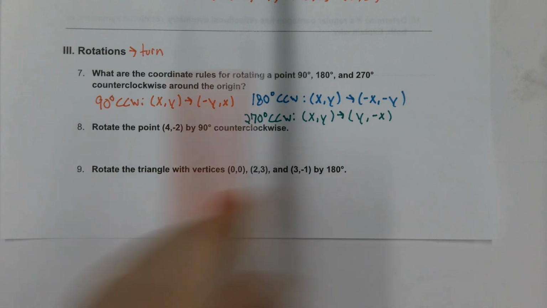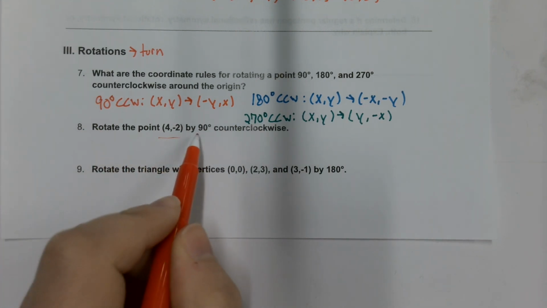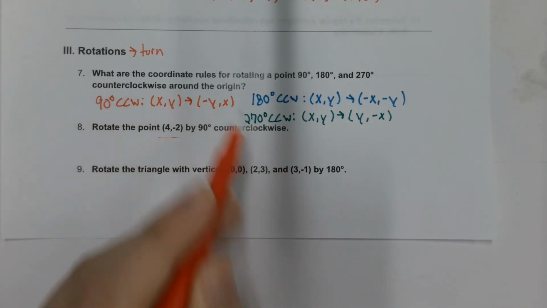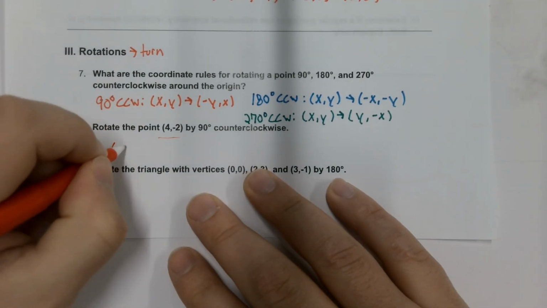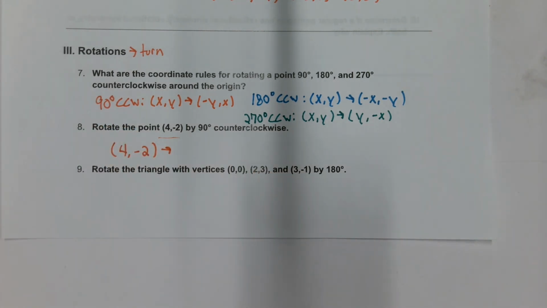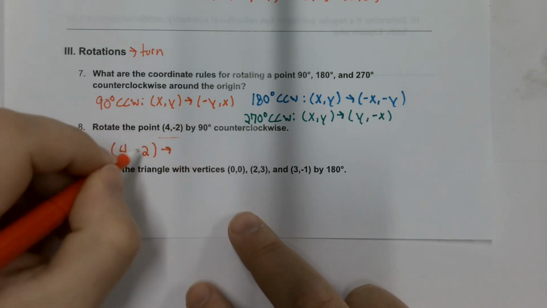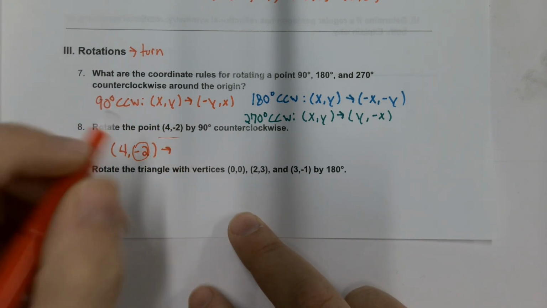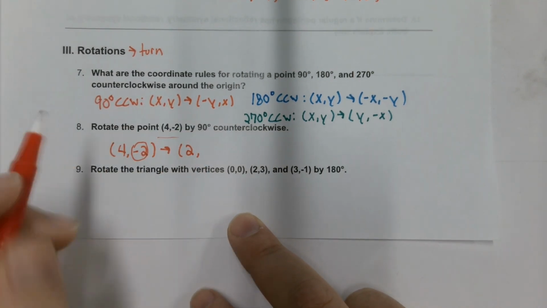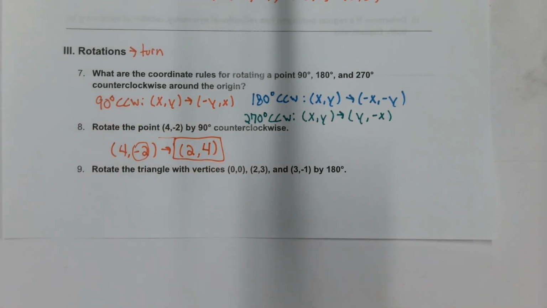So let's see if we can apply one of these rules to the next question here. So it says rotate this point here by 90 degrees counterclockwise. So if I come up here, this is the rule I'm going to be working with. So if I start with (4, -2), what I like to do is figure out which one's becoming the opposite. Well, in this case, the y is, and I like to circle that one. And then that's going to become the opposite, but the new x, well, the opposite of -2 is +2, and that's going to stay the same.